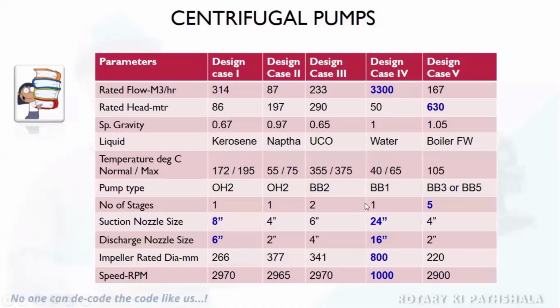We have seen in the first slide design case 1, design case 4 and design case 5. Now the same figures are reflected here. In the first slide, I had shown the parameters only up to the first 5 rows: the rated flow, rated head, specific gravity, liquid, and the temperature.